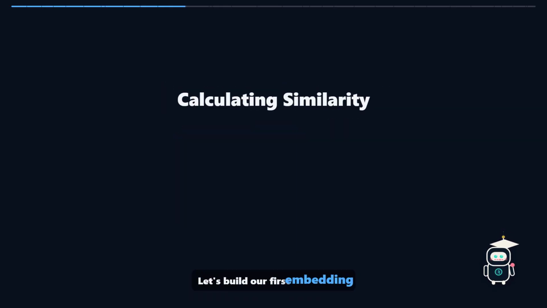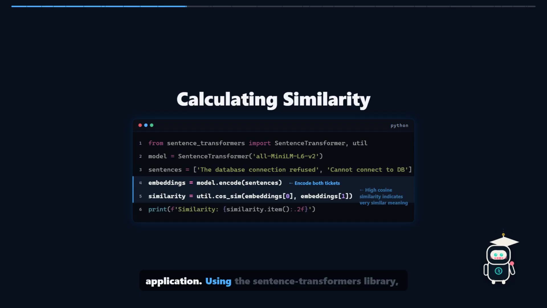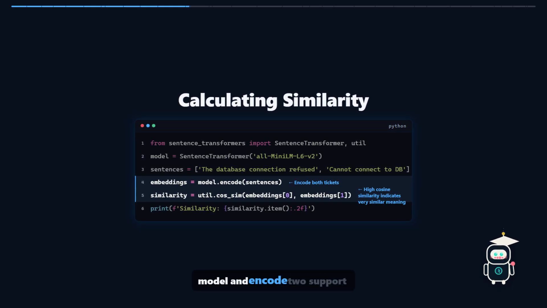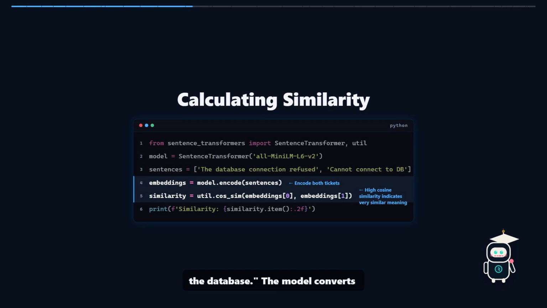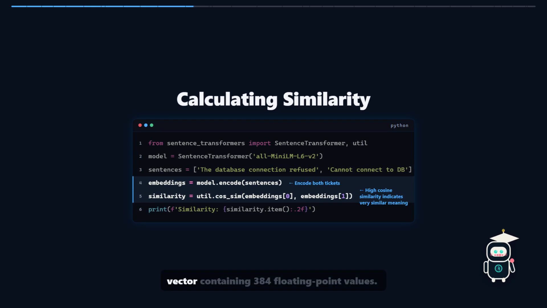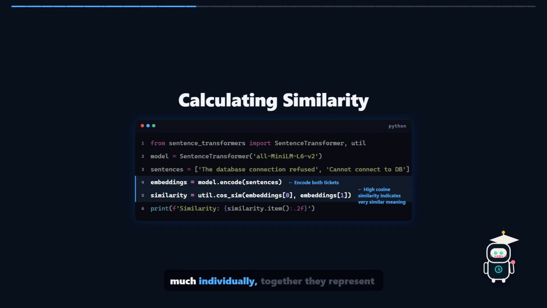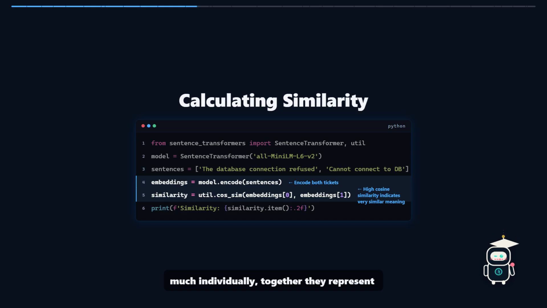Let's build our first embedding application. Using the Sentence Transformers library, we load the free All-MiniLM-L6-v2 model and encode two support tickets. "The database connection was refused" and "Cannot connect to the database." The model converts each sentence into a dense vector containing 384 floating point values. Although these numbers don't mean much individually, together they represent the semantic meaning of the sentence.